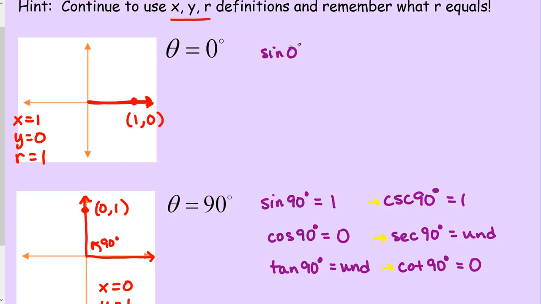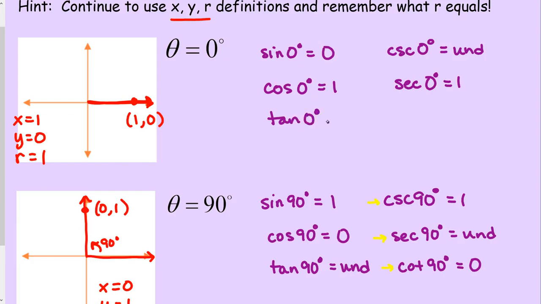So the sine of 0 degrees is y over r, 0 over 1 is 0. And the cosecant of 0 degrees is r over y, 1 over 0 is undefined. Just so you know, anytime you get a 0, the reciprocal will be undefined, and vice versa for these values. Cosine of 0 degrees is x over r, so 1 over 1 is 1. And for secant, the reciprocal of 1 is 1. For tangent, tangent of 0 degrees, tangent is y over x, 0 over 1 is 0, and so the cotangent is the reciprocal, so that would be undefined.